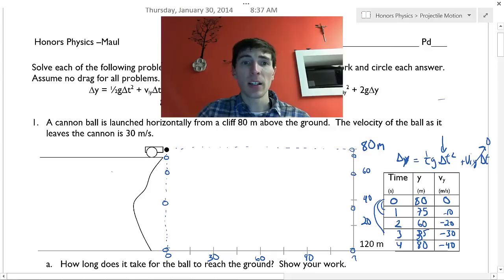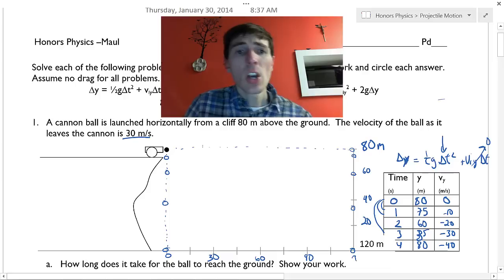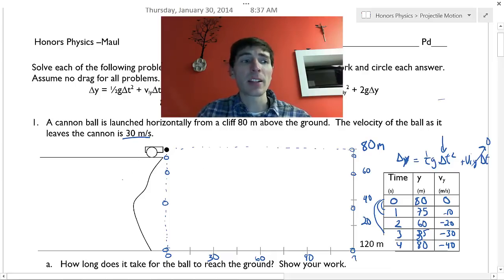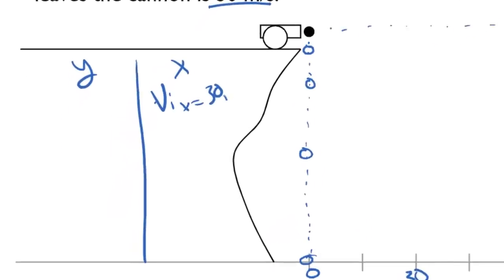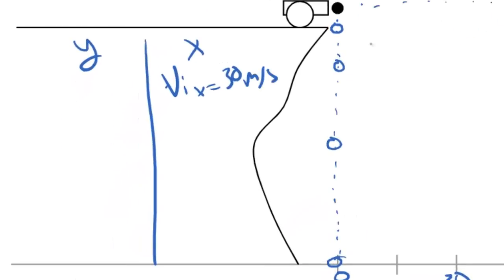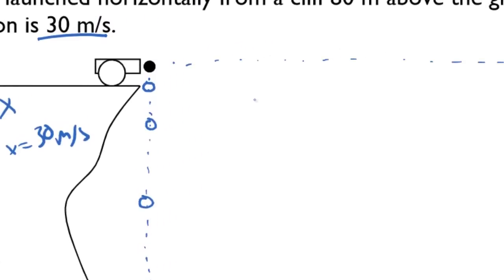So horizontally, I'm going to go ahead and look at my situation, and it says the can leaves at 30 meters per second. So when I launch this thing out, my initial velocity x is, I'll just break this into two little pieces here. Here's my x, here's my y. My initial velocity x, or Vix, is equal to 30 meters per second. So that means that every second my cannon is traveled 30 meters.